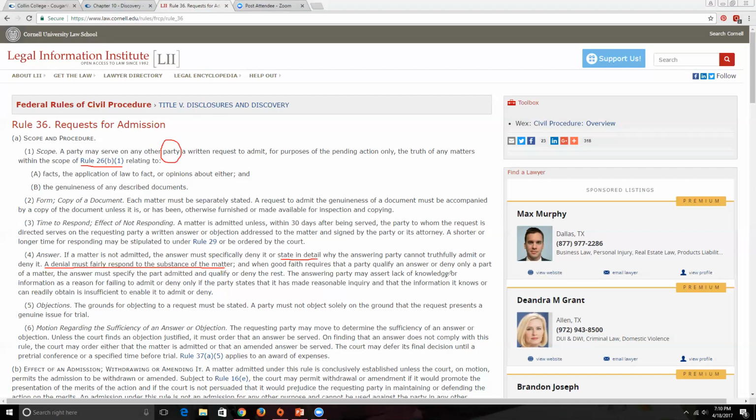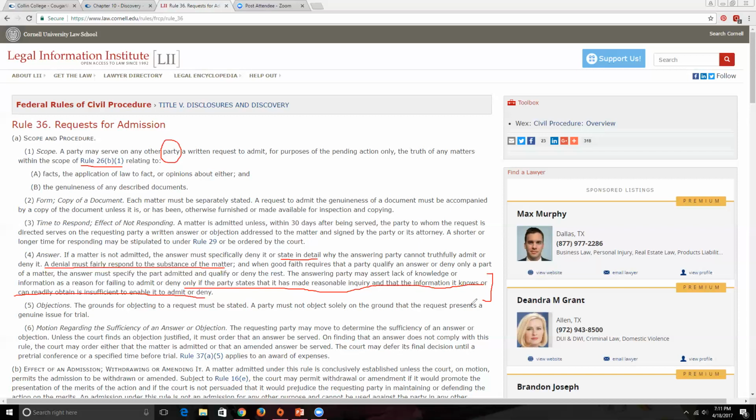The answering party may assert lack of knowledge or information as a reason for failing to admit or deny only if the party states it has made a reasonable inquiry and that the information it knows or can readily obtain is insufficient to admit or to deny it. And again, typically this language is literally cut and pasted. There's no need to reinvent the wheel. If you're basing a particular action on wording from the Federal Rules of Civil Procedure, go ahead and cut and paste it. Now, you don't have to put it in quotes. In fact, usually people don't put it in quotes. There's no perjury associated with borrowing language from the rules. That's not a concept that we have in the law.